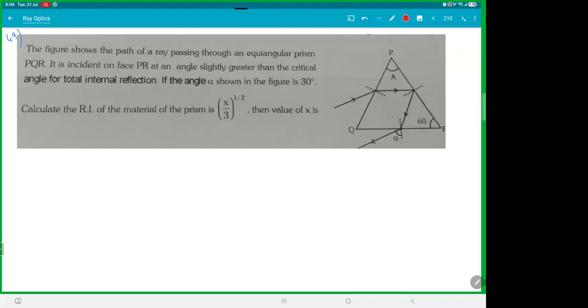The path of a ray enters an equilateral prism. How much angle, they didn't give. It is incident on PR at an angle slightly greater than theta critical. Meaning, you're hitting it at theta critical only, almost. If the angle alpha shown in the figure is 30, this angle is 30. He's asking to find the refractive index of the material. Try. I'll give you 2 minutes.